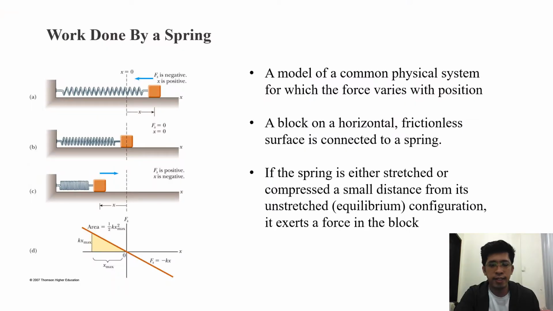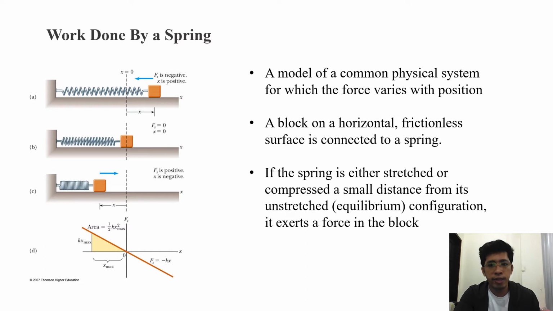In the previous lesson, we discussed the work done by a varying force. A model of a common physical system for which the force varies with the position is the work done by a spring. Consider, for example, a block on a horizontal frictionless surface that is connected to a spring, like in the figure to the left.